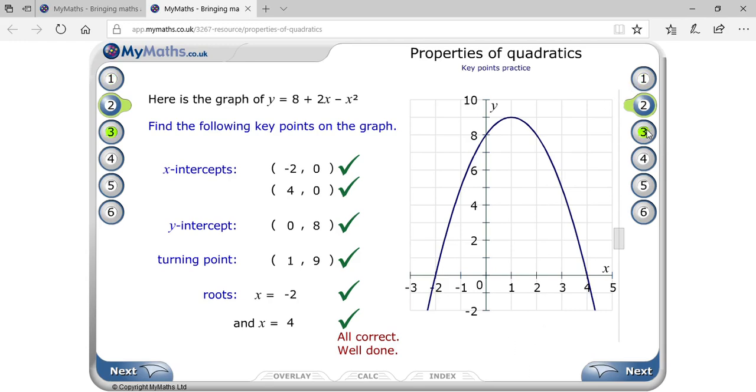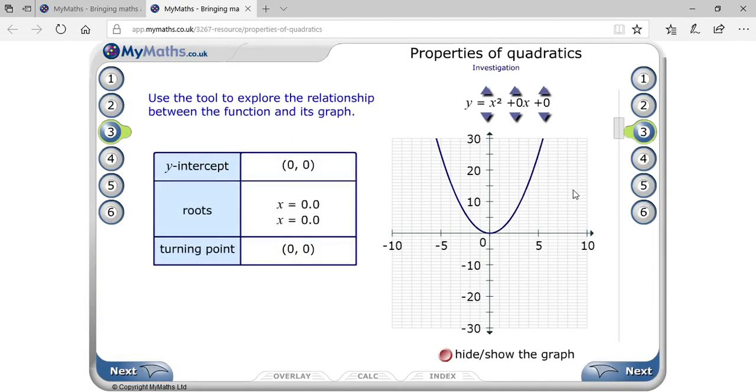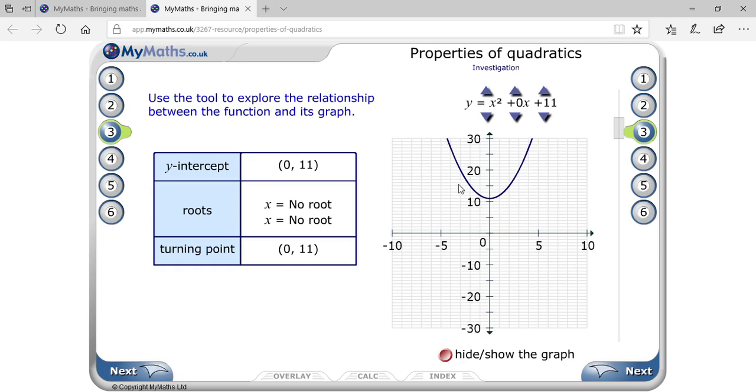Now we can move to the third one over here. Use the tools to explore the relationship between the function and its graph. Here you can see that the equation is given: x square plus 0x plus 0. So they are saying that you can change the constant term. If you increase it, 1, 2, 3, 4, 5, 6, you can see that your graph is moving with respect to the y-axis.